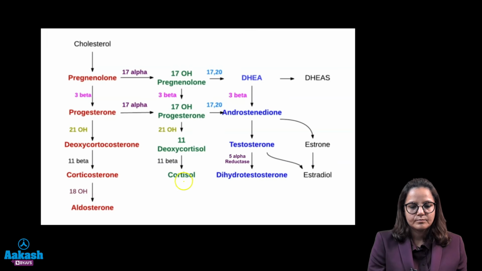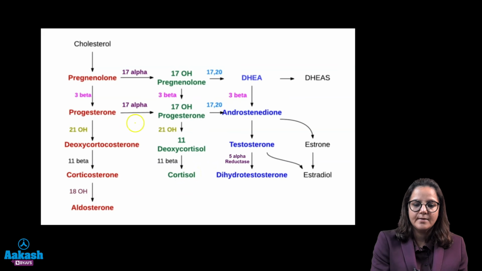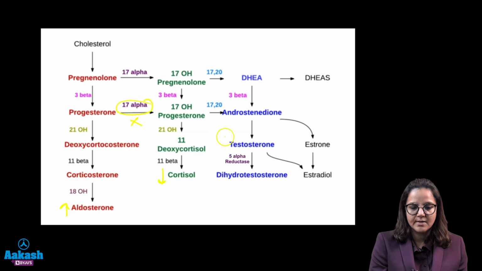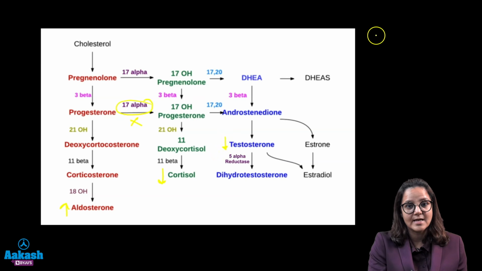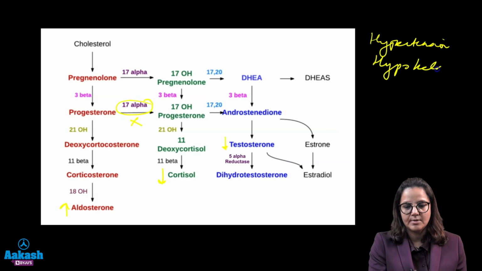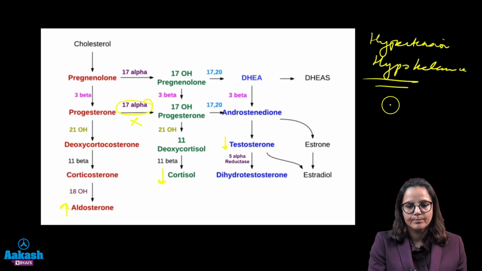Now let's go through this chart. Had it been a 17 hydroxylase deficiency, this thing is absent. So when this 17 alpha hydroxylase is absent, there will be increased production of aldosterone, there will be decrease of cortisol, there will be decrease of testosterone. So generally with 17 alpha hydroxylase, because of increased aldosterone, patient will present with hypertension and there will be hypokalemia along with other signs, and testosterone levels will be low.